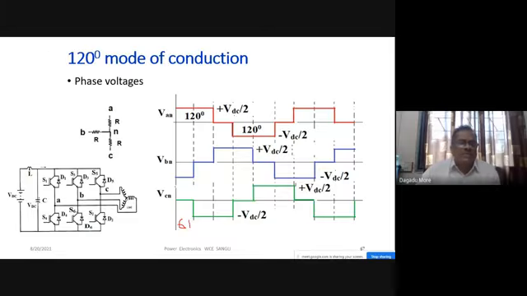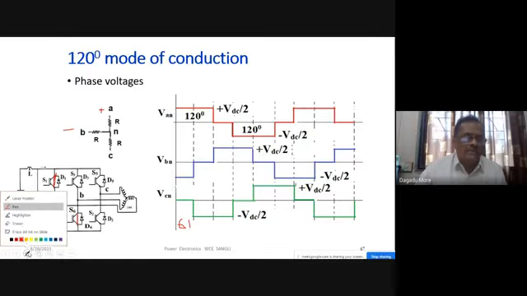6 is on means now B is connected to negative. So our B point is connected to negative, and 1 is on means A is connected to positive. So here this is on and this is on. In the first 60 degrees we have 6 and 1 on. A is connected to positive and B is connected to negative. Then what will happen? You see that C is not connected anywhere.